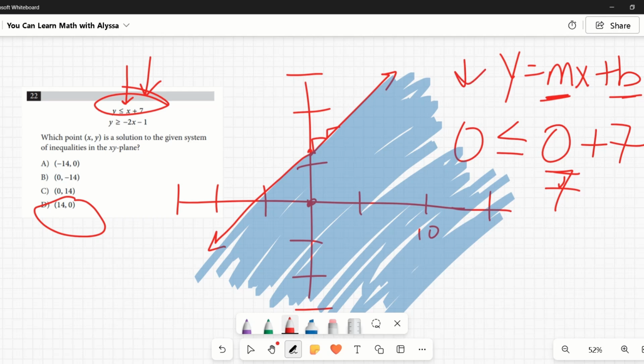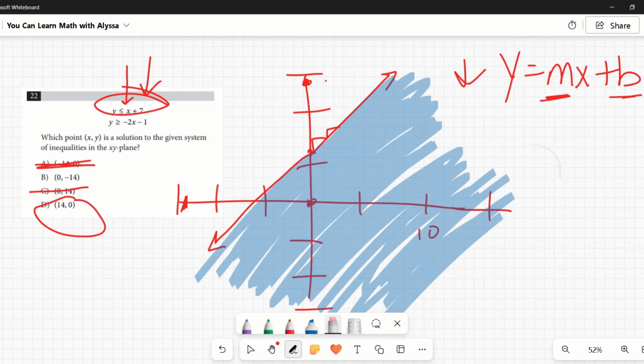I've already eliminated the 0, 14. That one's out. And I've already also eliminated the negative 14, 0. That one's out. So just like with the plugging in method that we used for the first round, it eliminates A and C right off the bat. Then we have our other inequality, y is greater than or equal to negative 2x minus 1.